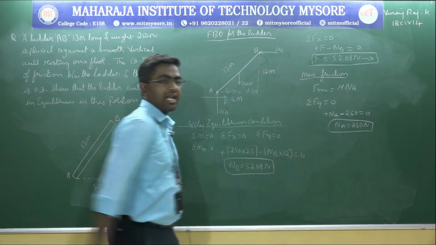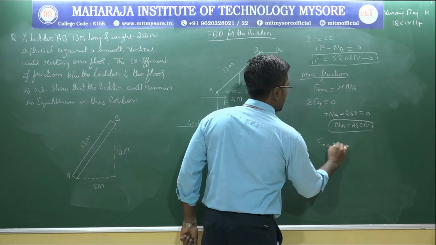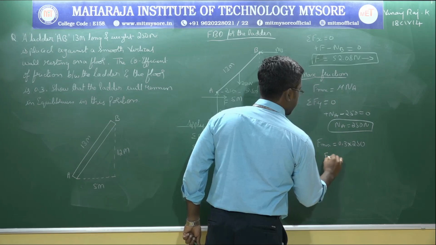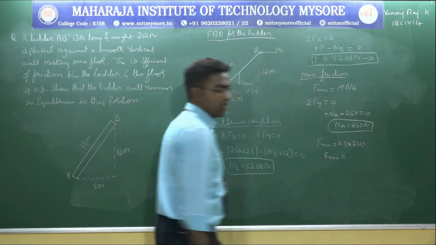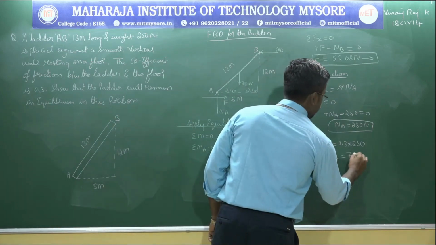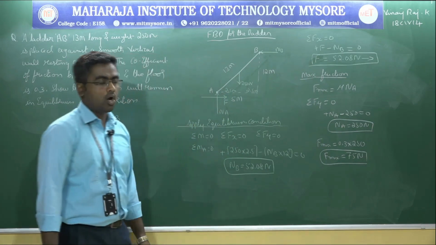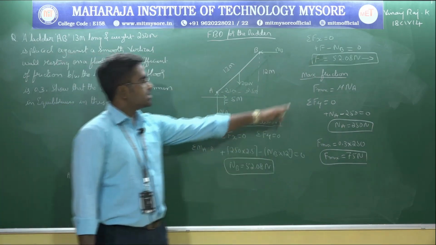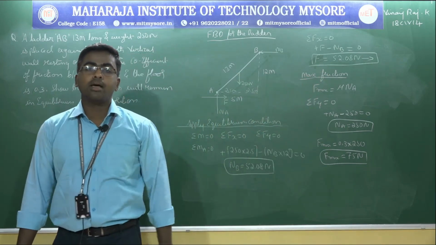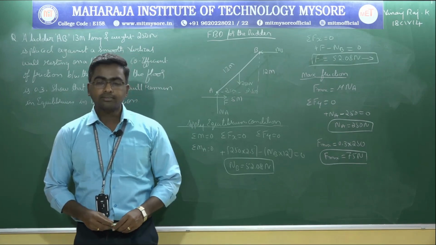Now easily I can get the value of maximum friction, that is maximum friction will be equal to 0.3 into 250, and F maximum will be equal to 75 Newton. 75 Newton is the maximum friction between the ladder and the horizontal floor, and this 52.08 is the minimum friction to keep the ladder in equilibrium position. So let us stop here. Thank you.